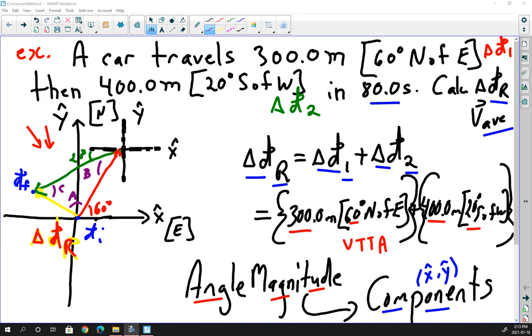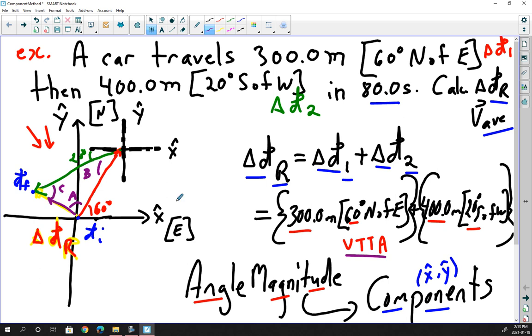So remember what our question was here. We wanted to find this resultant vector right here in yellow. To find it, I've got to add the red vector and the green vector: 300 meters, 60 degrees north of east, plus 400 meters, 20 degrees south of west. You've got to do vector tip to tail addition. The answer is not 700 as a magnitude. It would involve cosine law, maybe sine law, opposite angle theorems and a whole bunch of other geometry to actually find this magnitude.